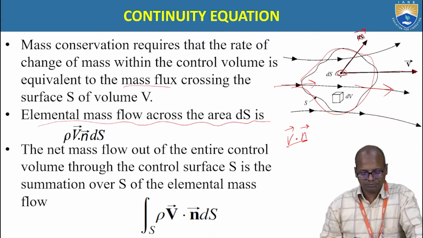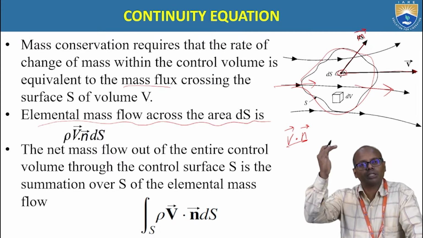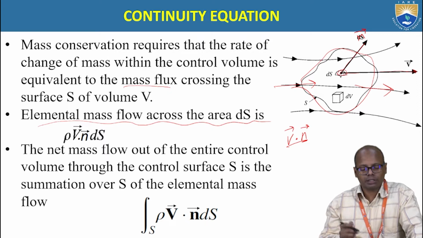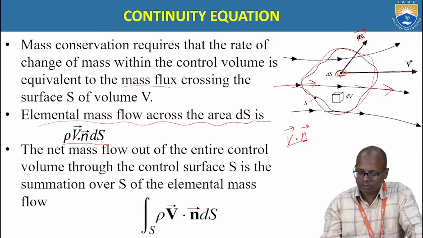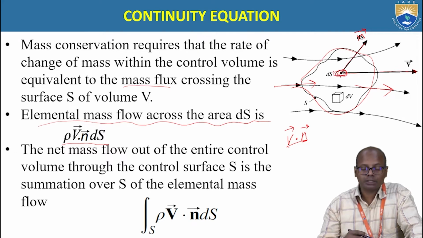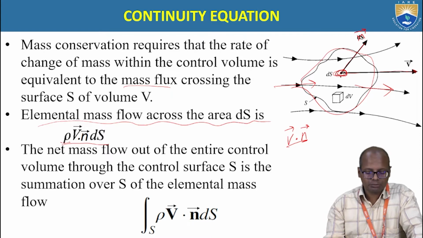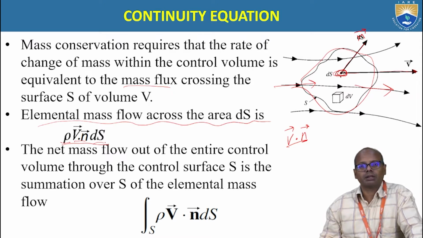The magnitude of the velocity normal to the surface, times the surface area, times the density, if I take the product, I will get the total mass entering or leaving that small elemental surface area which we have considered. The mass entering or leaving the surface area is given by the product of density, the magnitude of velocity normal to the surface, and the surface area.